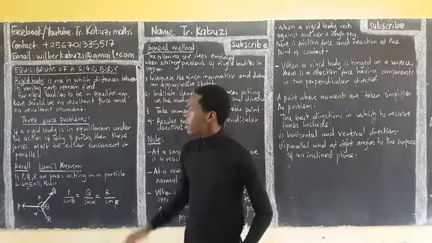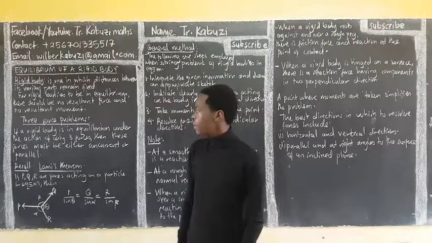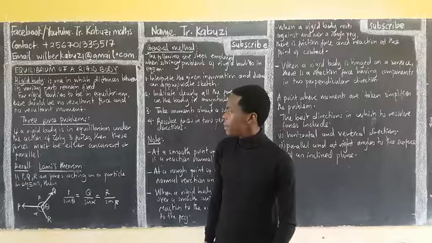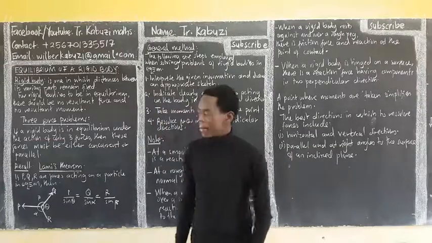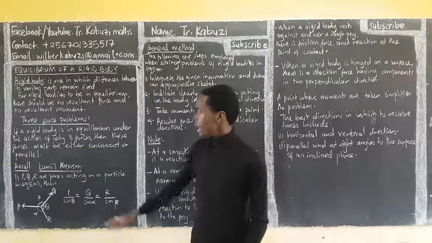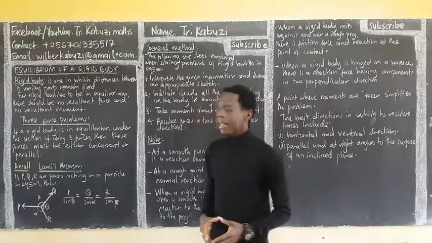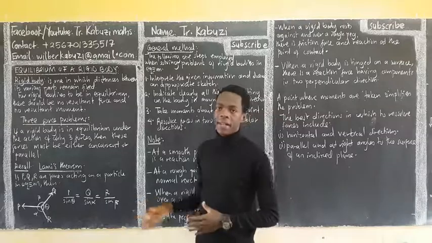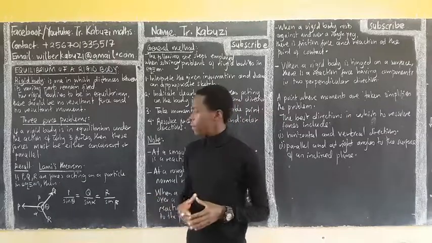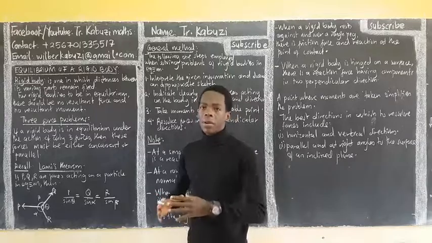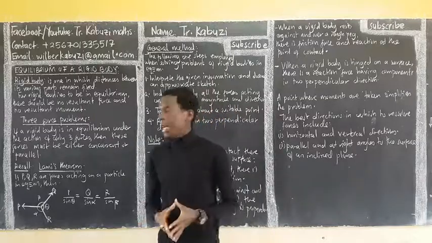If a rigid body is in equilibrium under the action of only three forces, then these forces must be either concurrent or parallel. Let us now recall Lami's theorem. We covered this already. The video is already there. You can go to the playlist and search for Lami's theorem. But we are going to apply it here in some cases.